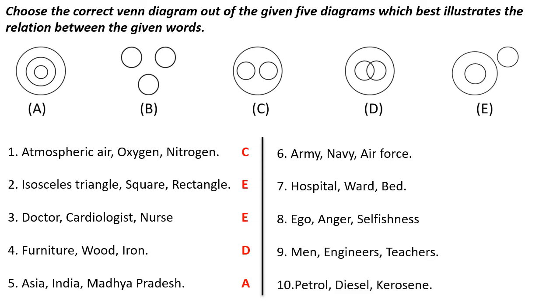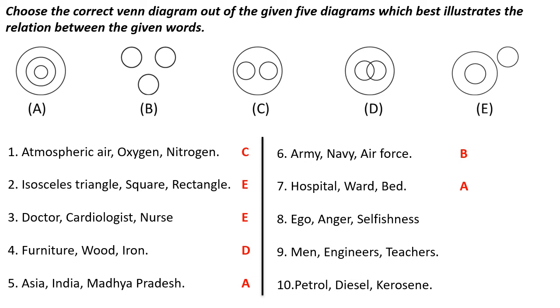So another 5 questions I am putting in front of you. Think about the answers. For question number 6, Army, Navy, Air Force. The answer is option B. Question 7, hospital, ward, bed. The answer is option A. Inside the hospital there is a ward and inside the ward there is a bed.